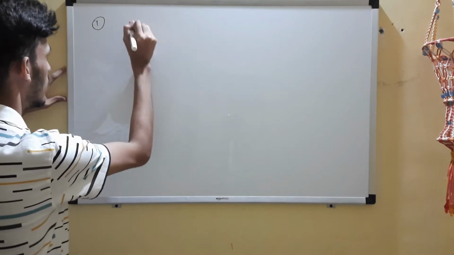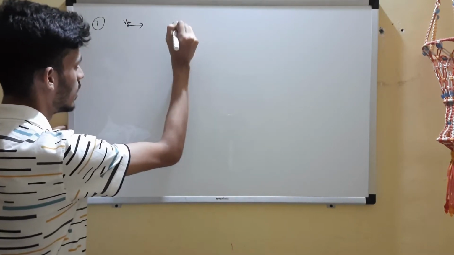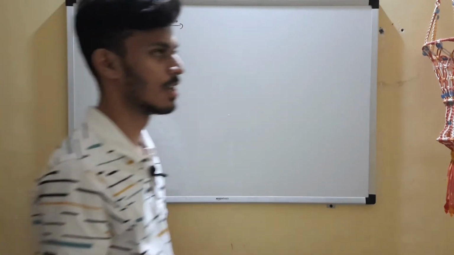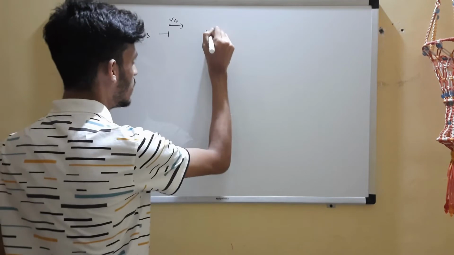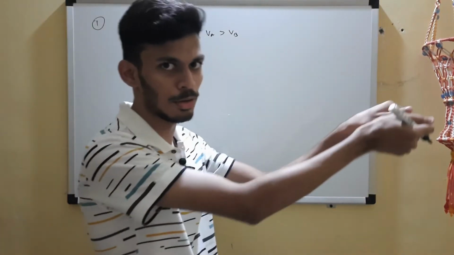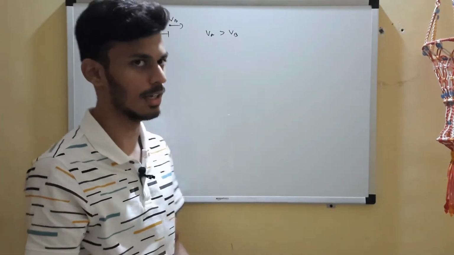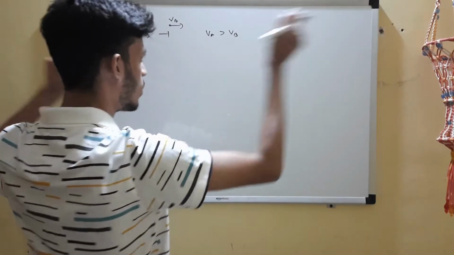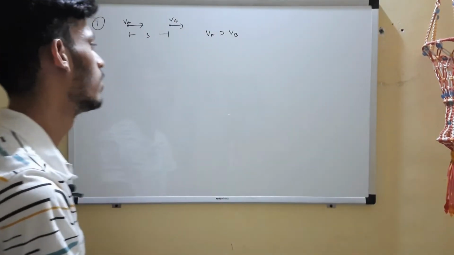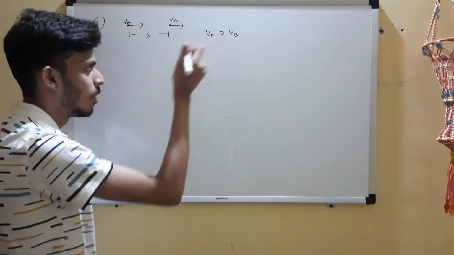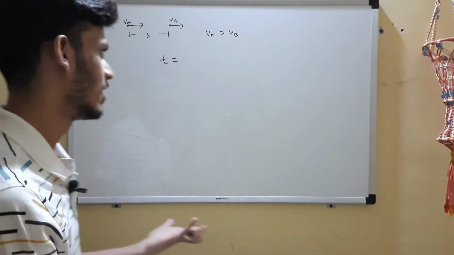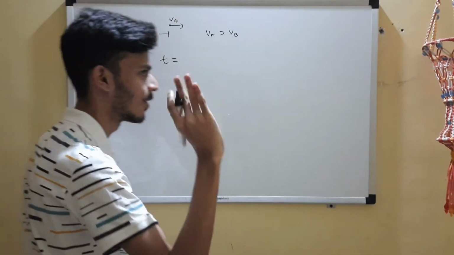So the first case is: the first object moving with velocity va, the second one moving with vb, and they are separated by a distance s. Of course, va should be greater than vb. If the previous one is chasing with a higher speed, then only they will meet, otherwise they won't. The distance will go on increasing if vb is greater. Va should be greater in order to catch the first one. You can use your logic of relative motion and also the conventional way, but today we are going to use the shortcut.